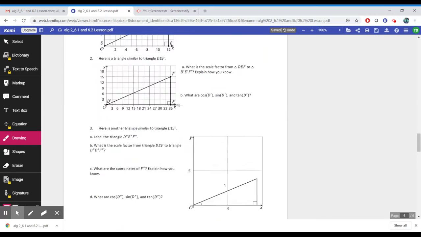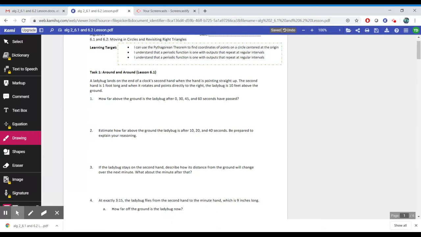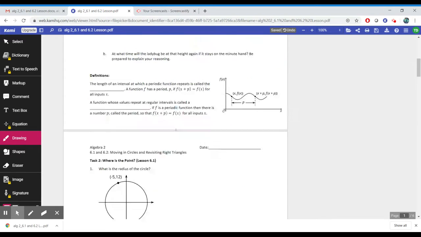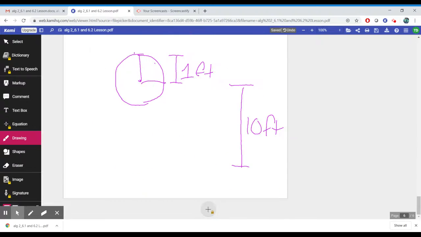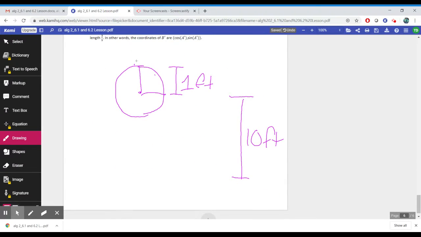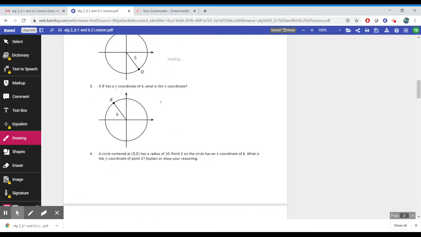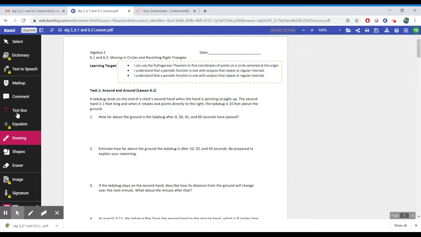So our first question was, how far is the ladybug after 0 seconds? That would be right when it lands on the second hand right here. All we have to do to find that distance is add our 10 feet off the ground to the 1 foot length that the second hand has, and we get our total answer of 11 feet after 0 seconds.